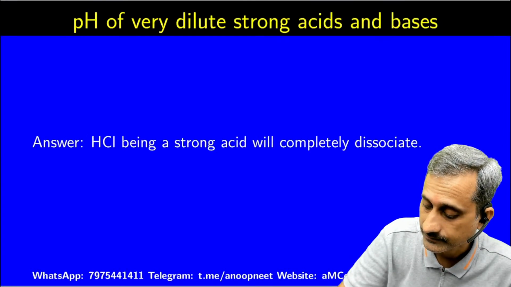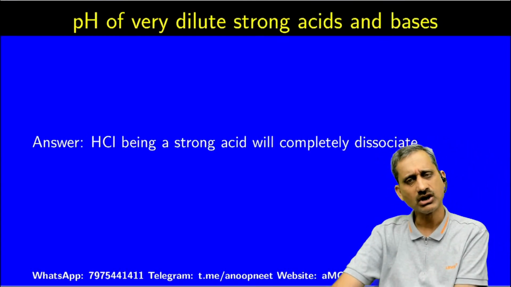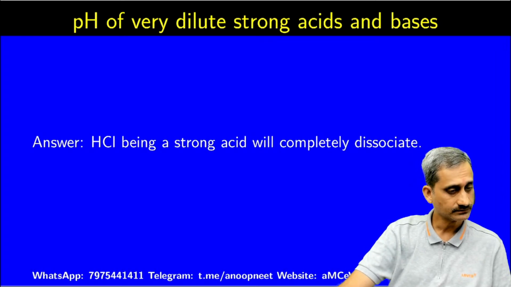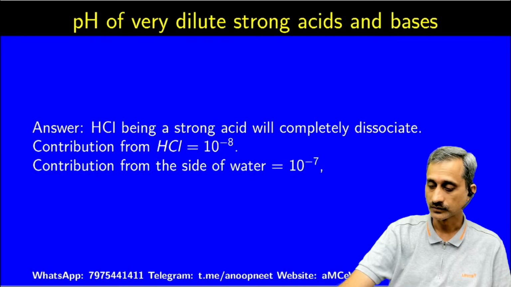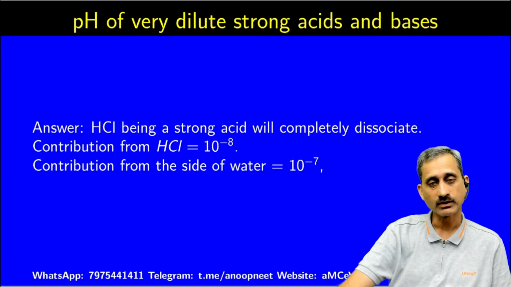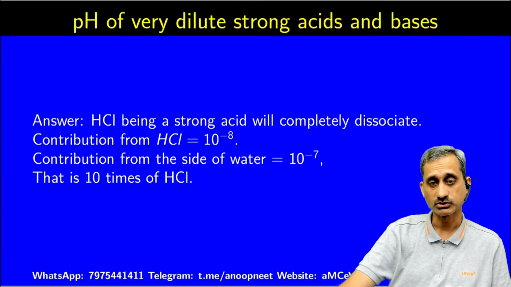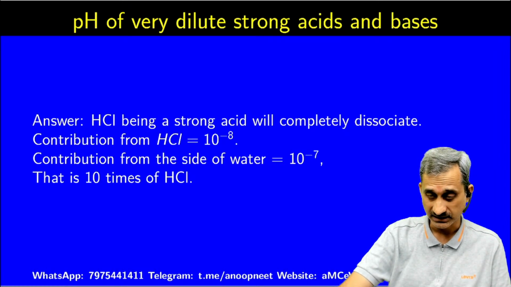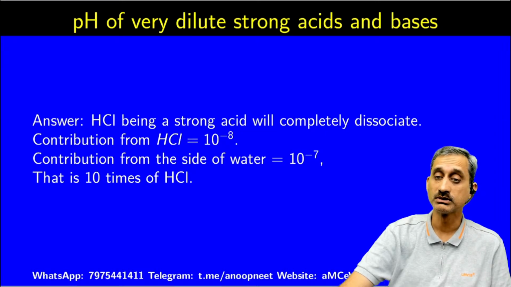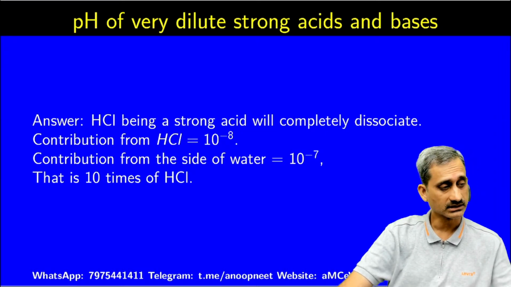Is it okay? So here HCl is a strong acid, it will dissociate completely. Okay. And the contribution from HCl is 10^-8. Water we took as 10^-7. Here you can make the quadratic equation. If you have good mathematics, go ahead and make the quadratic equation. It is going to be more accurate. But the question is, do we need to make it that accurate?